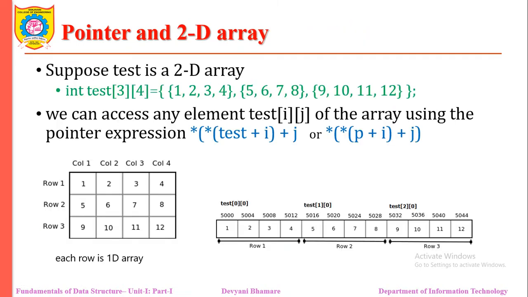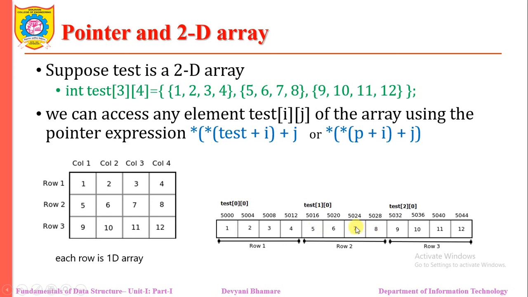Coming back to this diagram, what does it indicate? When we say test plus 1, suppose I want to reach the element in the second row, so we are reaching here. Test plus 1 means we are reaching this row. In this row, which element do I want? That's why we need to add j. So when we say the value at test plus 1, we have entered that row, and the values are 5, 6, 7, 8.